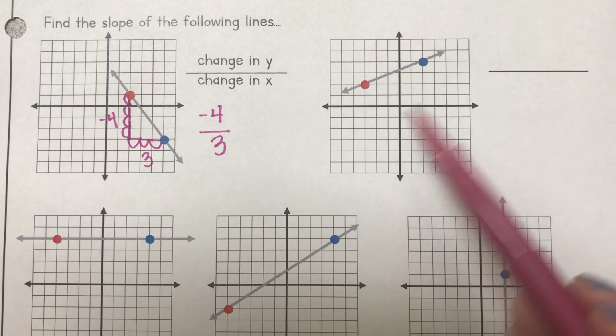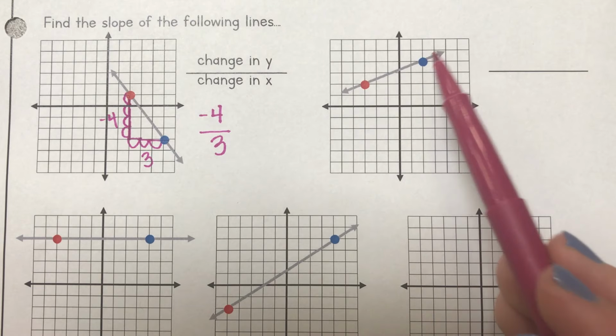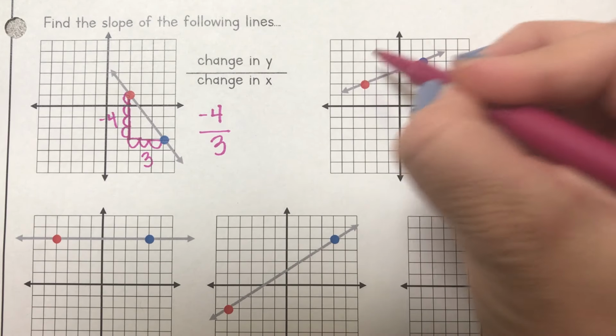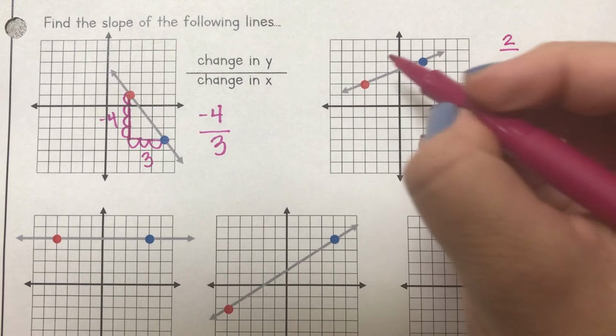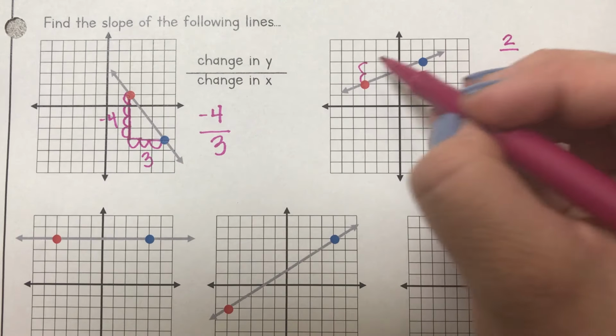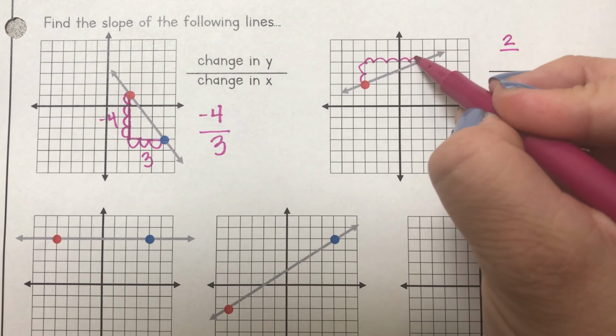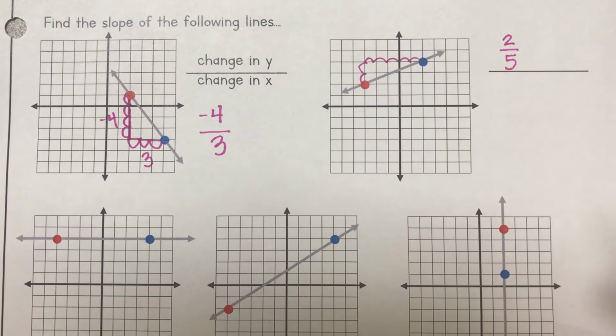If we were to look at this graph right here, left to right, he's going puff, puff, positive. He has to go up 2, right? 1, 2, and then he has to go over 1, 2, 3, 4, 5. So that slope would be 2 over 5.